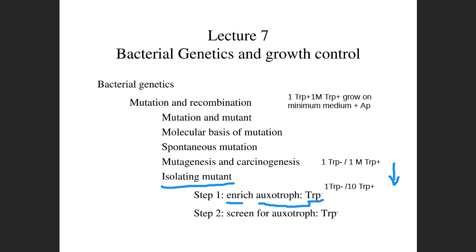If you got to 1 in 10, what can you do? Oh, I need to get out of here so you can see what I typed. So 1 trip minus and then 10 lazy trip plus. Now you can put them on the petri dish. Now you can screen them. And that's how you isolate. So you need 2 steps. You need to enrich, and then you need to screen. Question?